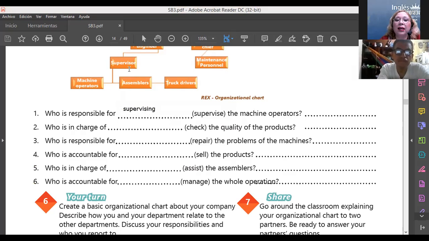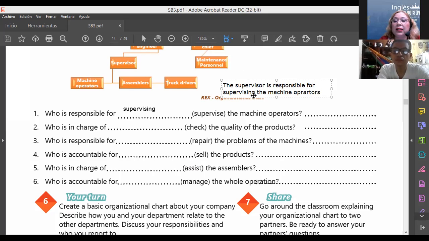Nos vamos aquí a este y veíamos que era the supervisor, right? Yeah, this one. Entonces, si lo ponemos en una oración completa, no en una respuesta corta, sino que en una oración completa necesitamos el sujeto, el verbo y el complemento, ¿verdad? En este caso sería, the supervisor is responsible for, y no importa, vamos a poner supervising the machine operators, ¿ok? Entonces, tenemos que el verbo tiene que ir con el ing verb form.